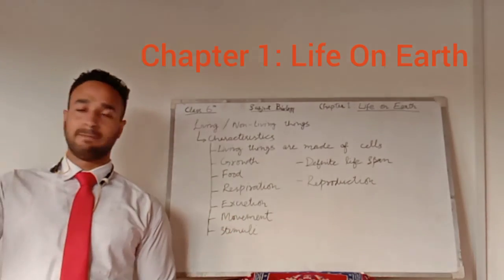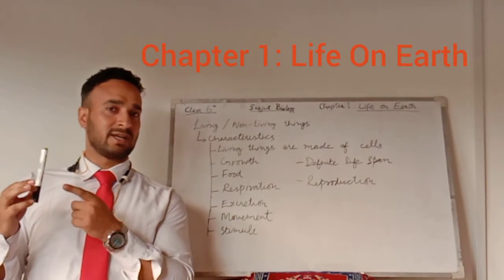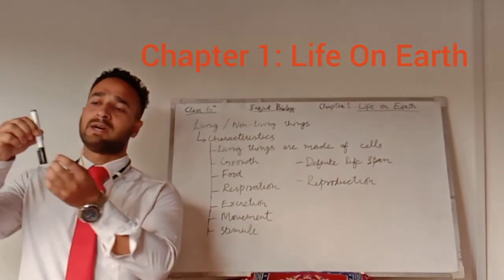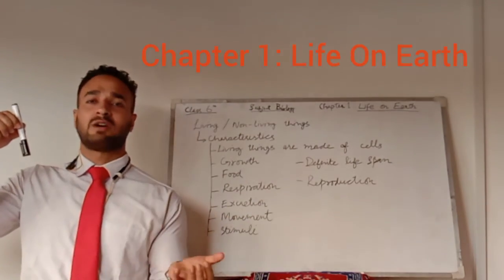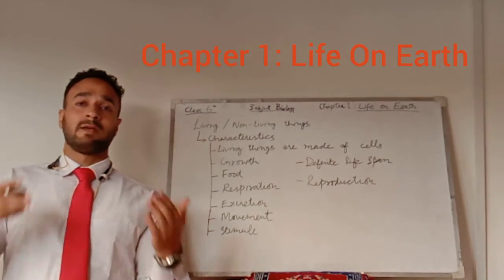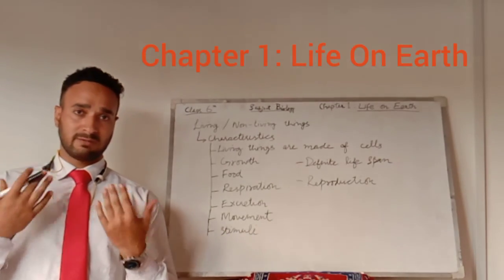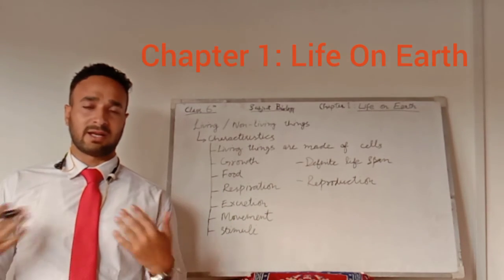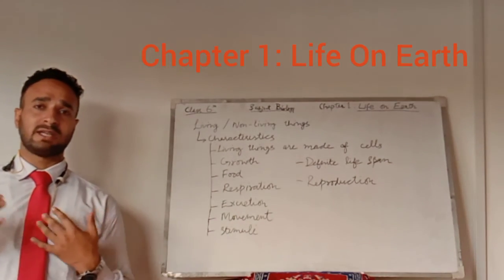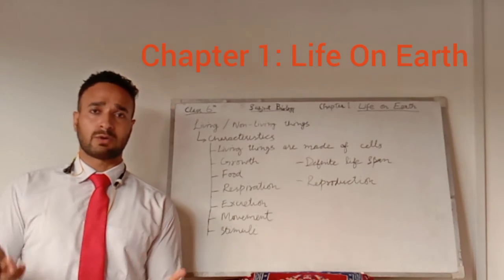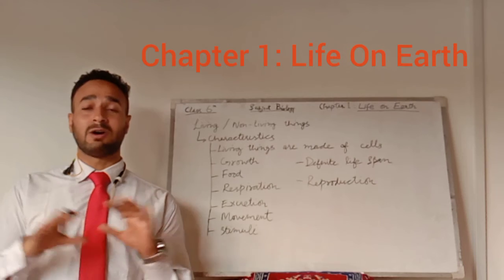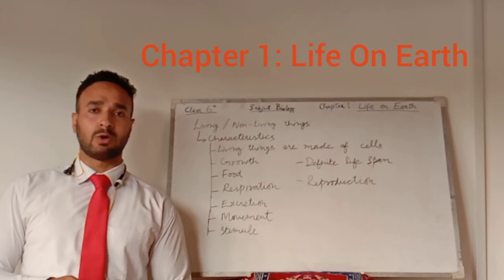Like this marker, it's a non-living thing. It never married someone. It never reproduced. It's not going to give us baby markers. No. But we took birth because of our parents, and someday we may also have children like us, right? So we can say that living beings are capable of growth, and this growth is not found in non-living things.